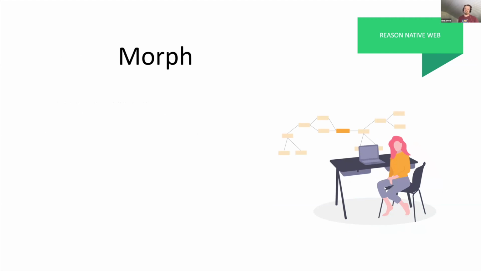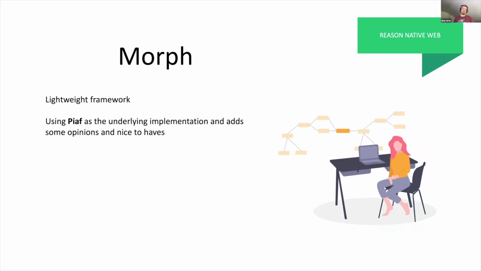So let's talk about Morph then. It's a lightweight framework. It's built on top of Piaf from Antonio Montero, which started as an HTTP client, but Antonio also needed a server implementation, so we added that. And when I found out, I switched Morph over to use that instead of my own implementation because I don't want to handle those lower level details. So I'm using Piaf at the bottom, and then I'm adding some opinions and nice to have things on top.